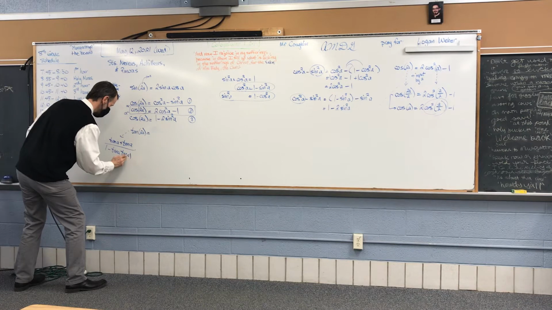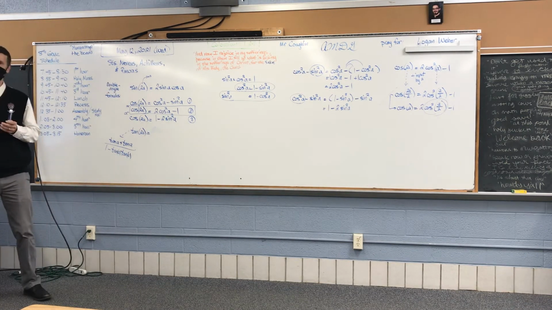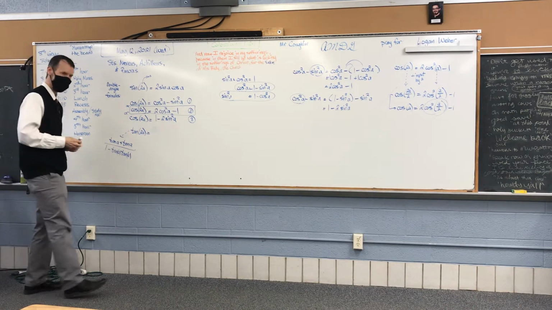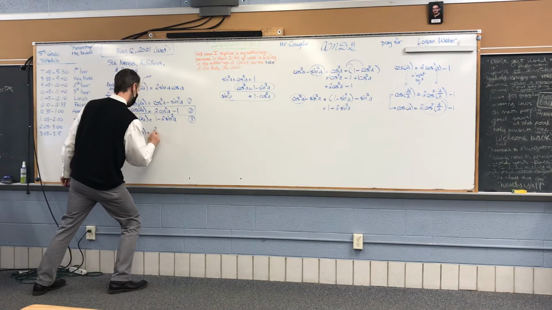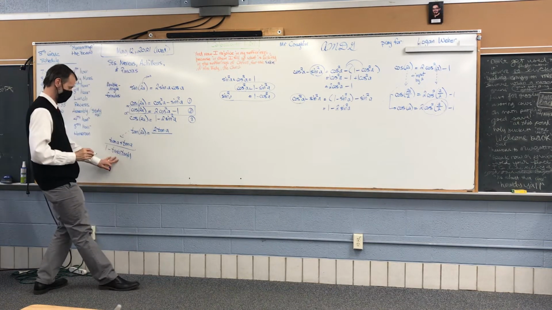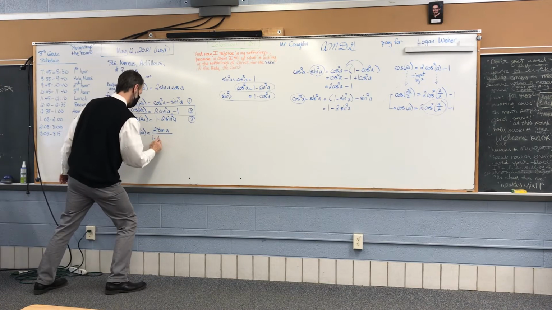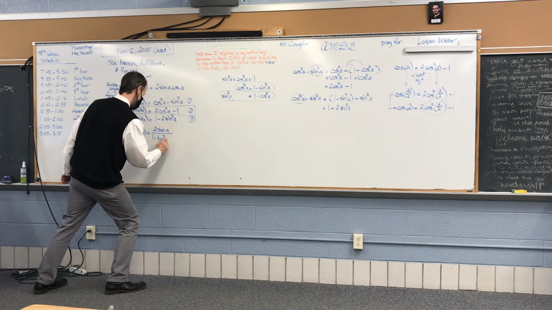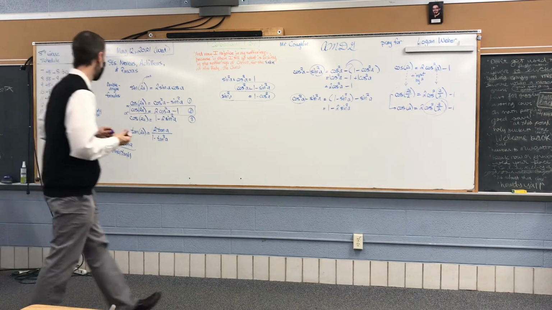Can somebody simplify that for me? It does simplify a little bit. Sam, tell me, what's the top? 2 tangent of a, good. I don't think I gave anybody this. Over 1 minus tangent of a squared. Yes, 1 minus tangent squared of a. That's the double angle formula for tangent. Okay?